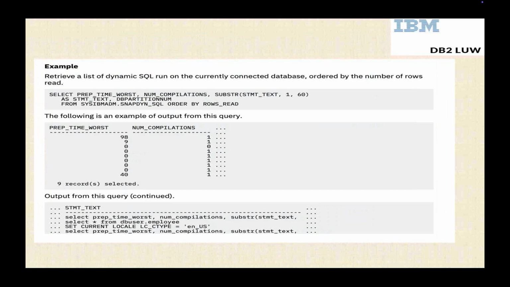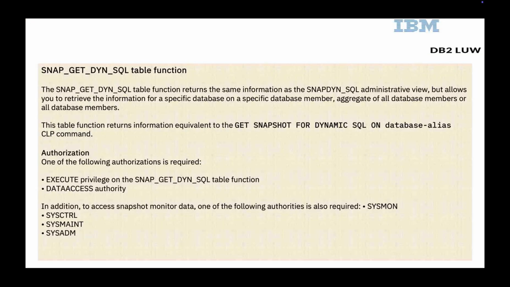So this is the SQL I can use from this view. Select preparation time worst, number of compilations, and substring again of the statement text from SYSIBMADM.SNAPDYN_SQL. So I'll get the list of dynamic SQLs which have the worst preparation time, with the number of compilations metrics. This is a view and this is a table function. There is a difference between a view and a table function.